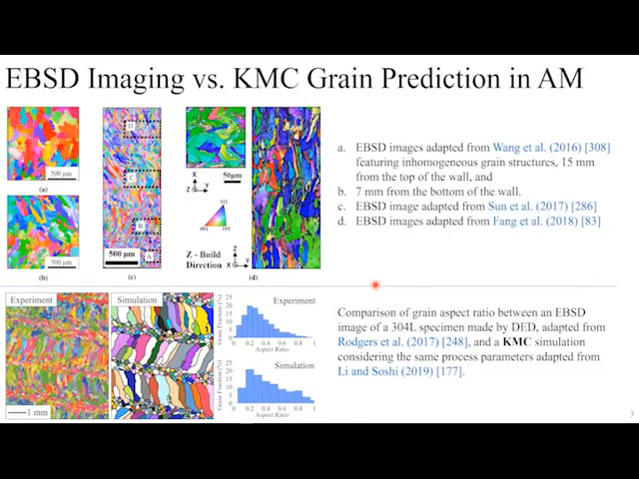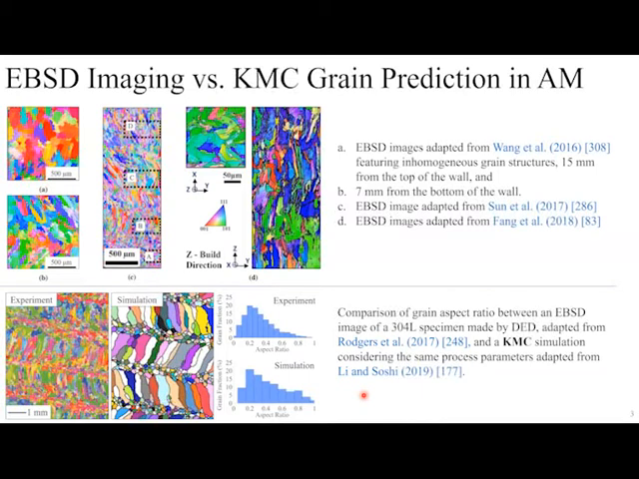This was adapted from welding by Rogers at Sandia National Lab. For example, on the bottom left here, you see an experimental EBSD image of a 304L stainless specimen from Rogers. And on the right bottom here, you see a simulation using the conventional kinetic Monte Carlo method. And actually, the agreement is pretty good in terms of the aspect ratio, grain fraction, and so on between the simulation. So this kinetic Monte Carlo method actually works quite well.